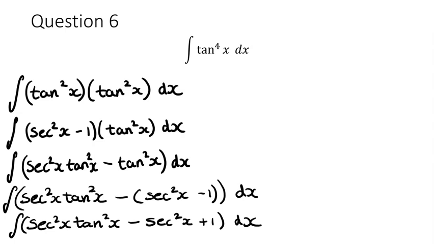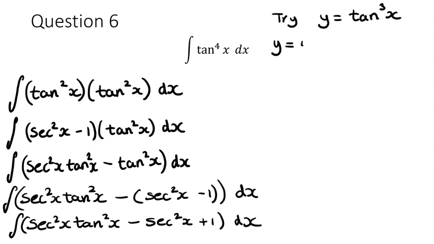Now, what I would be recognising with sec squared times tan squared is that when I differentiate tan, I get sec squared. So because the derivative of one of the functions is what I'm multiplying by, that would lead me to think, well, let's try tan to the power of 3. Because if I differentiate tan, I get the sec squared. So that then leads me to think, well, let's try tan cubed as a potential answer here.